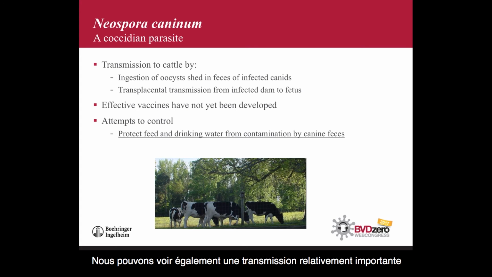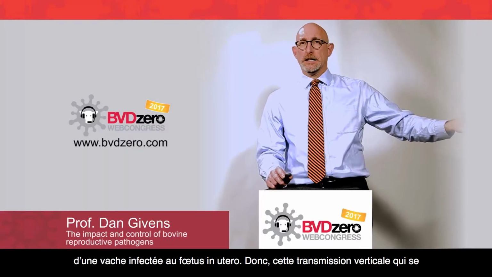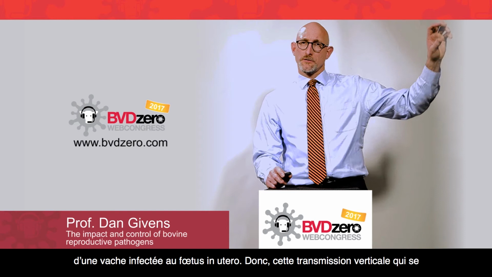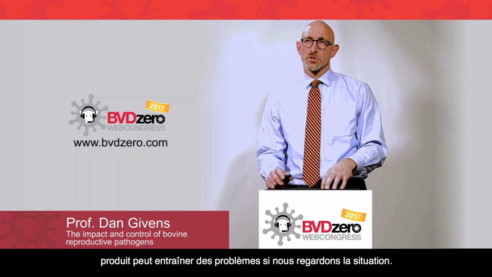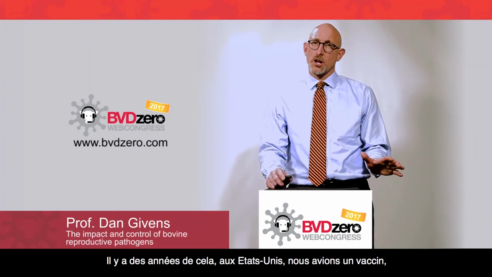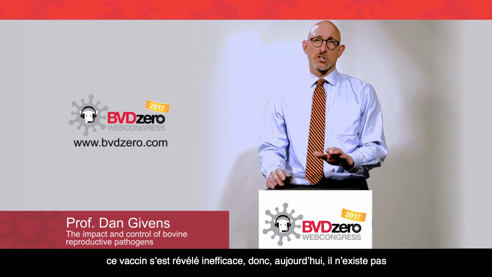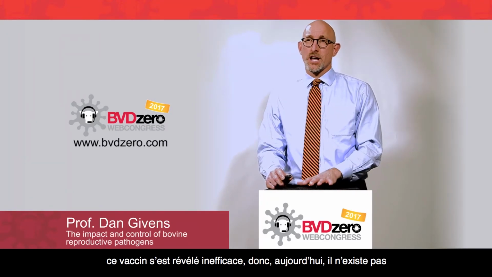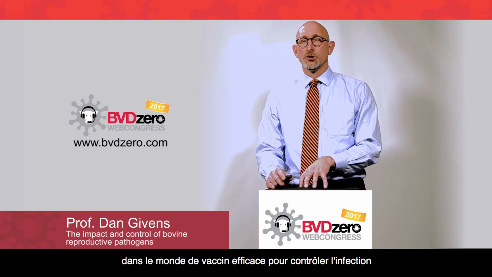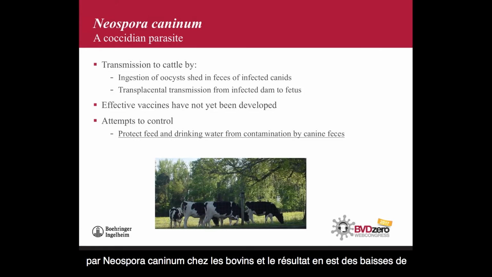Years ago in the United States, we had a vaccine. That vaccine was shown not to be effective. So currently in the world, there's not an effective vaccine to control Neospora caninum infection in cattle and the resulting reproductive loss. We do see that it's important, as an attempt to control this disease, to protect the contamination of feedstuffs from canine feces that might contain the oocyst that would cause the problem.